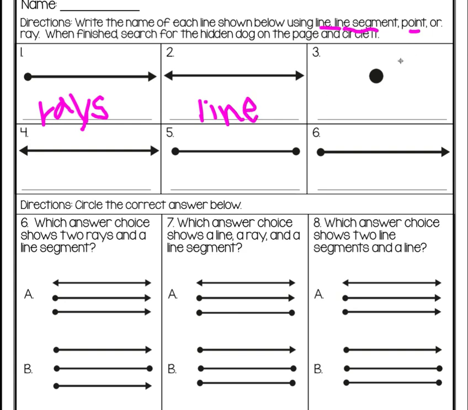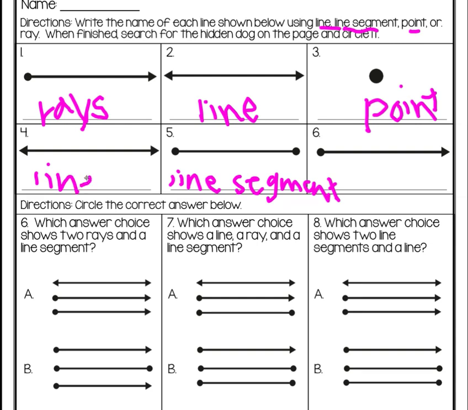Number 3 is a point because it's one point on this larger plane. And number 5 would be our line segment because it's indicated by 2 points on either side, and it's a line that has an end. Line segment. Let's try the next 2 for examples. Number 4, it has 2 arrows on the side, so it's a line. And number 6, it's got a point and it goes on in one direction, so it's a ray.